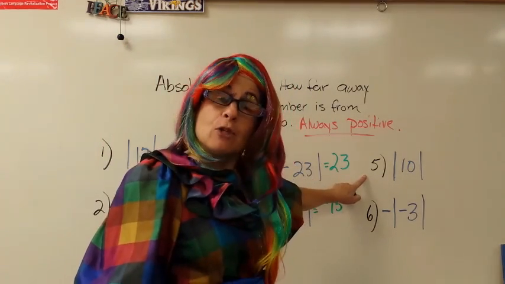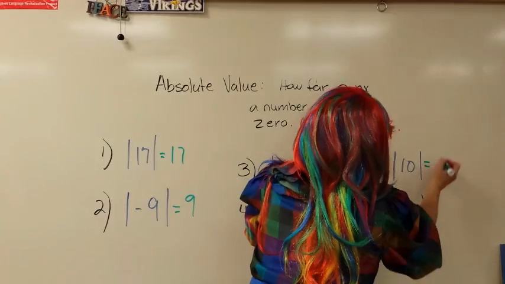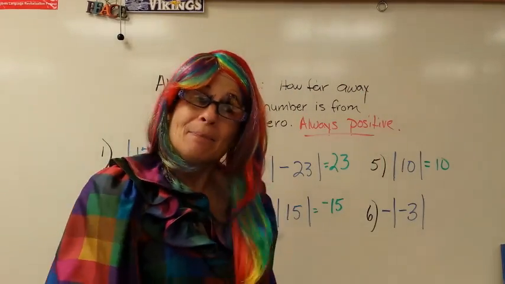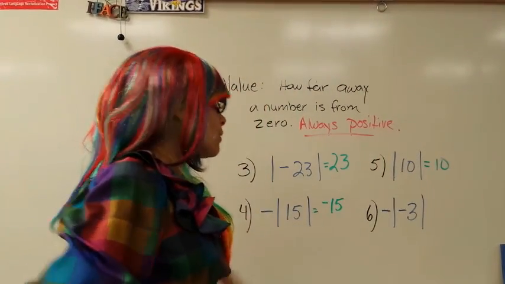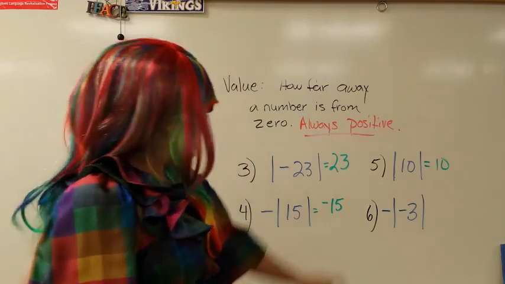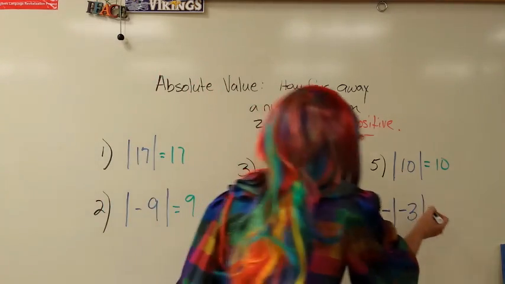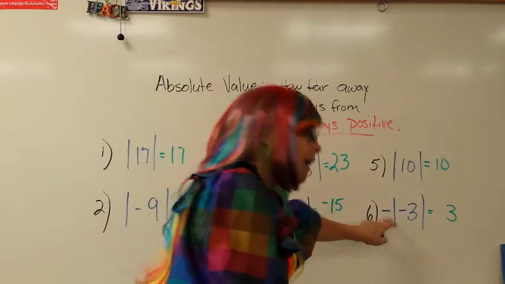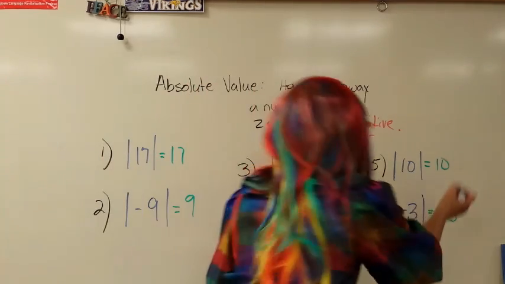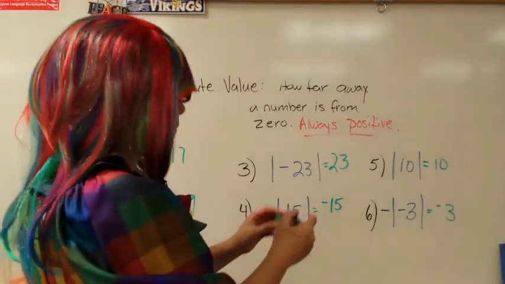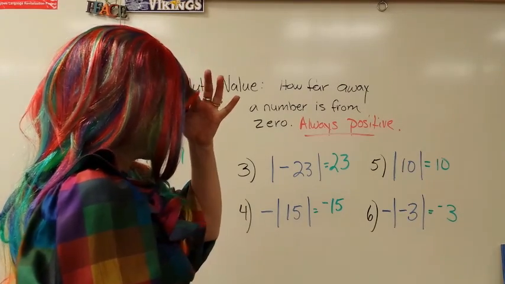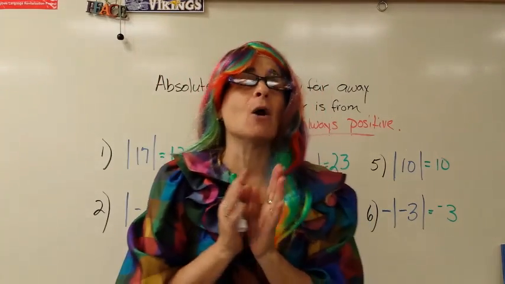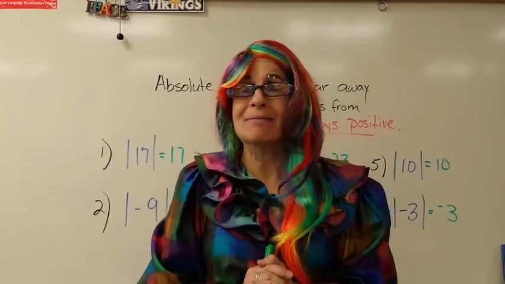Number 5, absolute value of 10. 10. And there's one of those little tricky guys again. The absolute value of negative 3, of course, is positive 3. However, that little guy says, make it opposite. Well, there it is, my friends. All of the answers. I hope you did a splendid job.